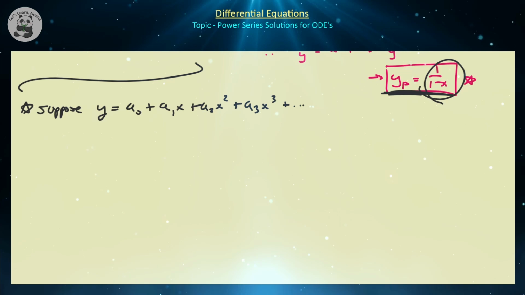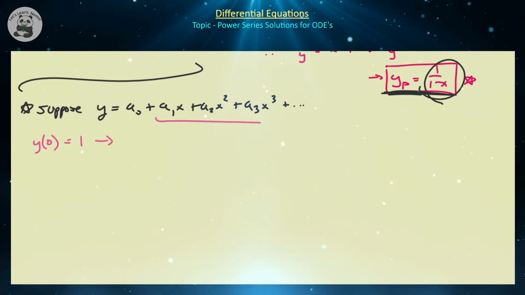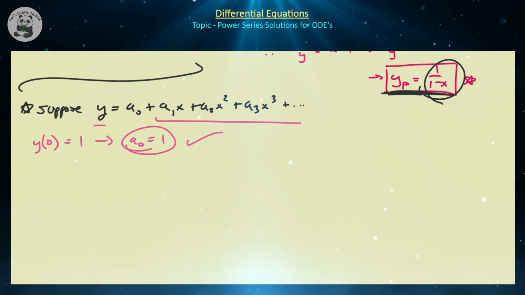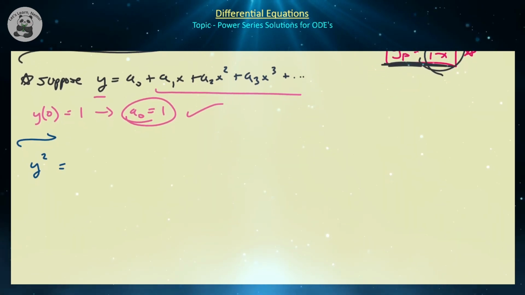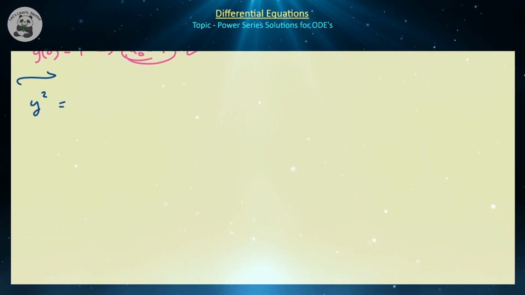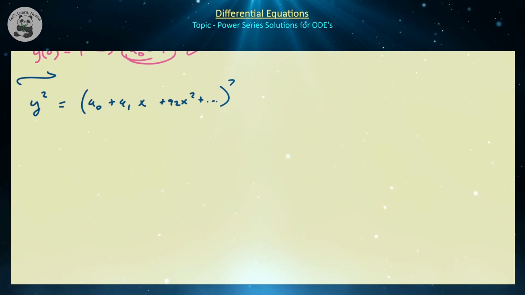Let's see if we can find some constants. So when y(0) is equal to 1, this term is going to disappear. That's going to be equal to 1. So we have that a0 is going to be equal to 1. So we at least have the first constant. Now we need to figure out, okay, well, what is y squared going to be equal to? Now this is where it becomes very annoying for power series methods. So y squared is going to be equal to (a0 plus a1x plus a2x squared and so on) squared. Now, how do you square an infinite term polynomial? So that's actually quite annoying.